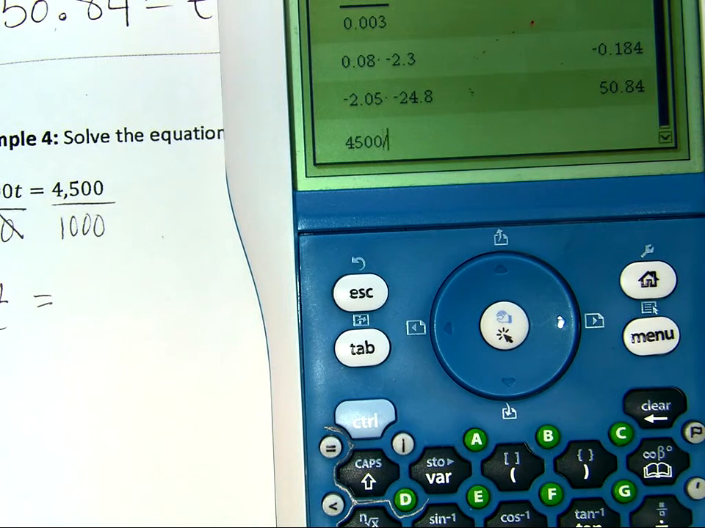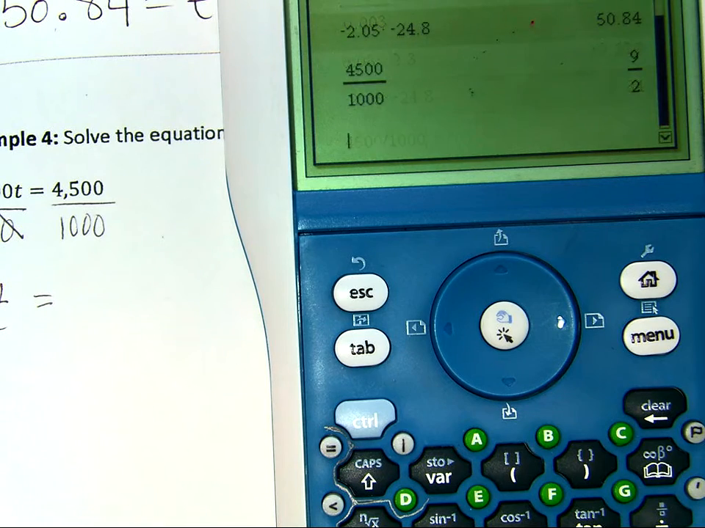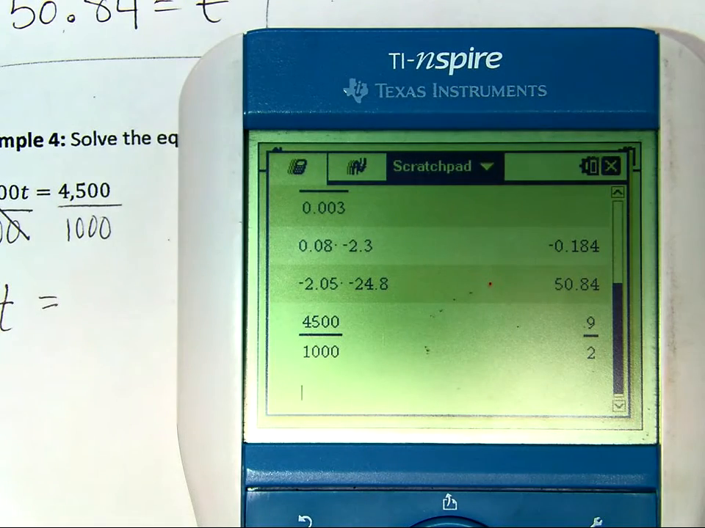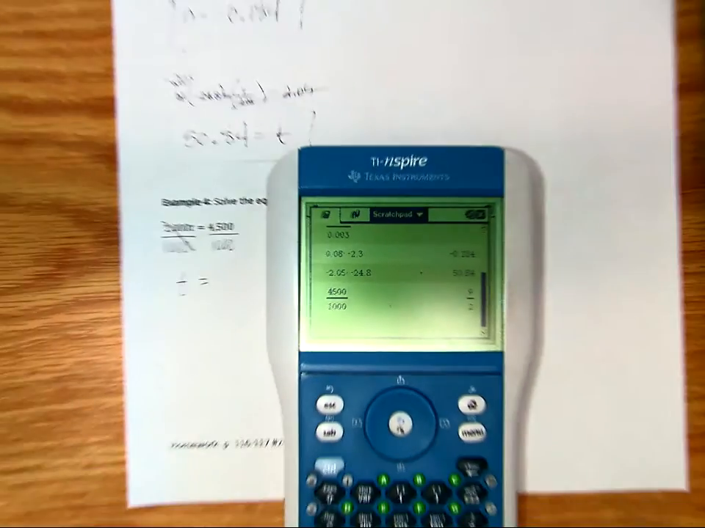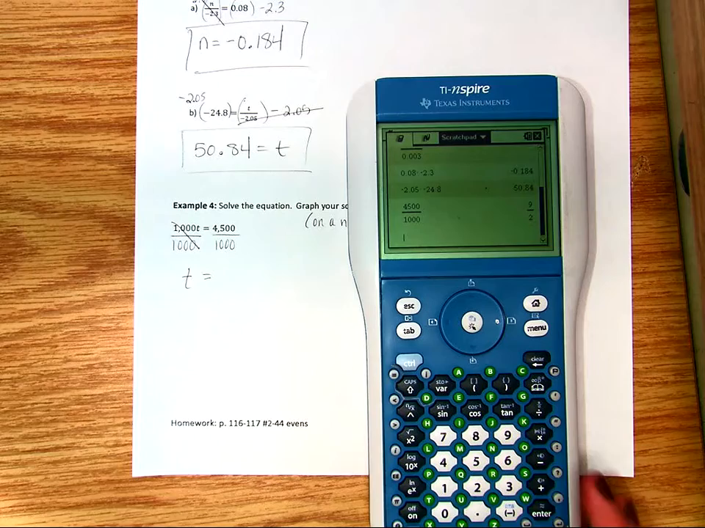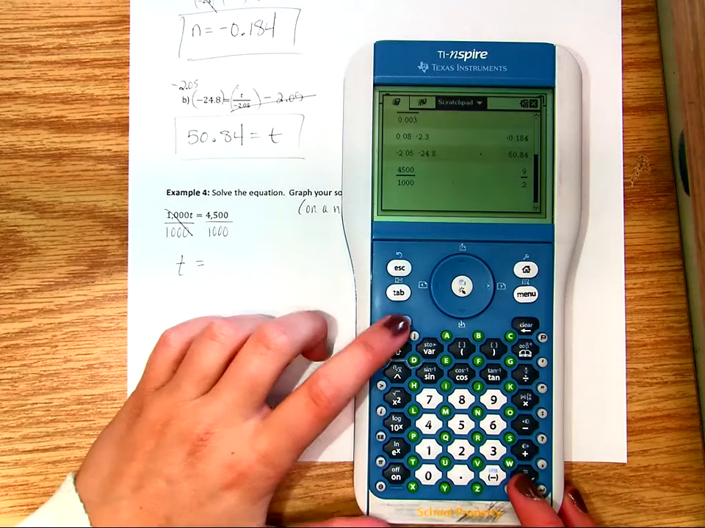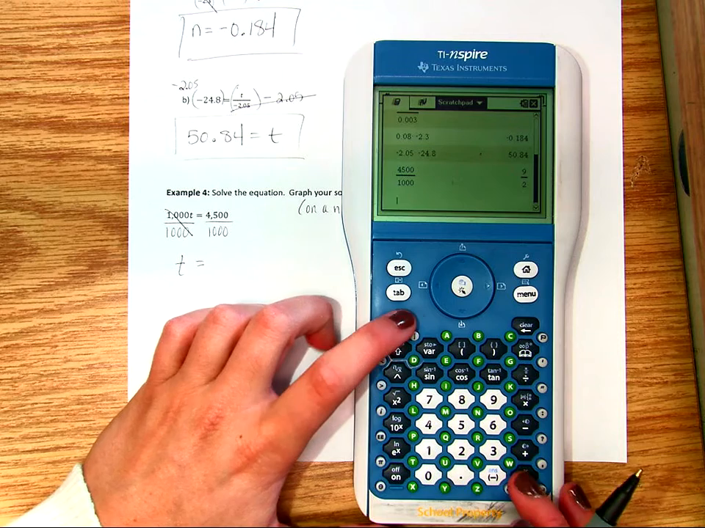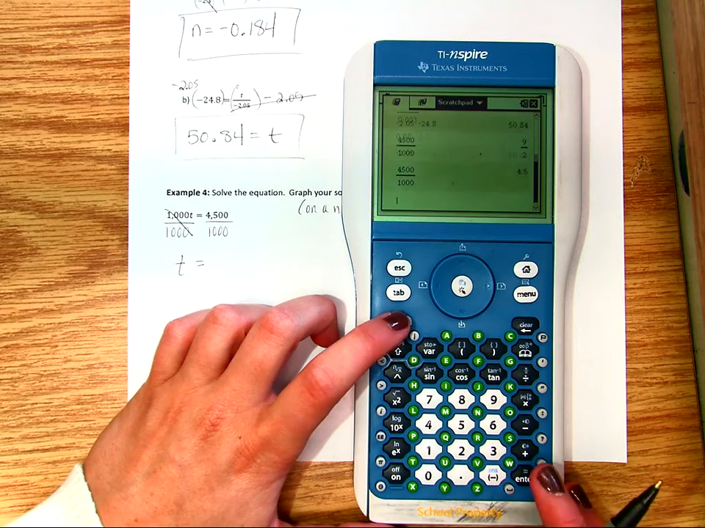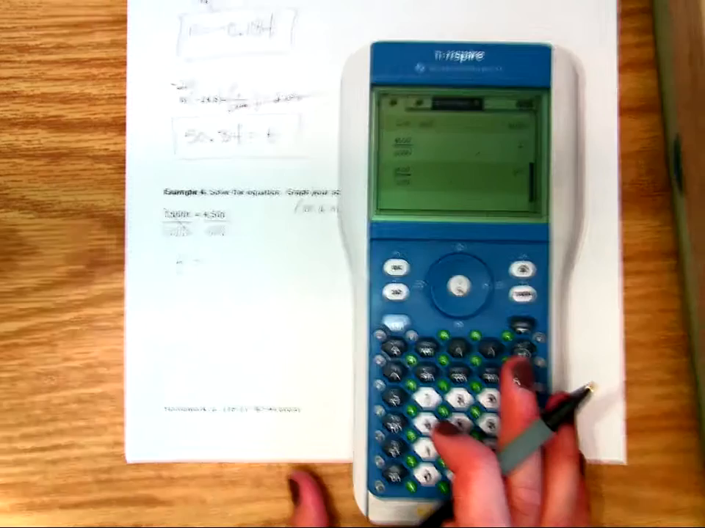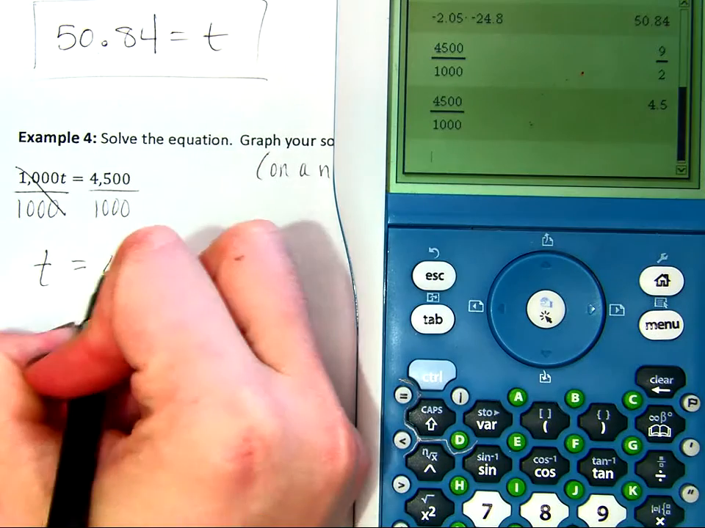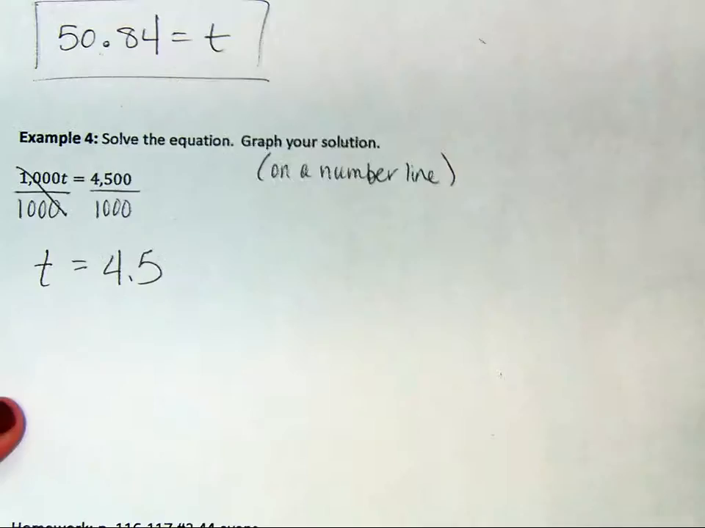And I'm going to divide 4,500 by 1,000. Now your calculator likes to give fractions for answers automatically. But if you want to change that fraction to a decimal, what you do is hit Control Enter. So after you get your fraction answer, hit Control right here, Enter, and it'll switch it right to a decimal for you. So all I did was hit Control Enter, and I got 4.5. So that'll give me my decimal answer.